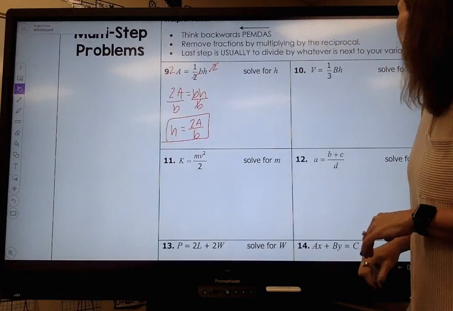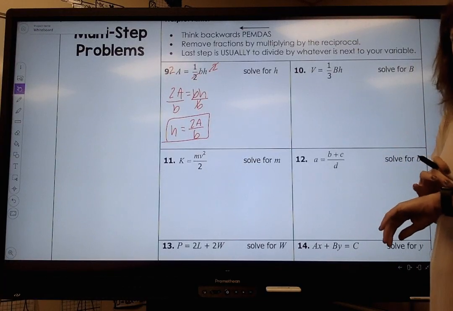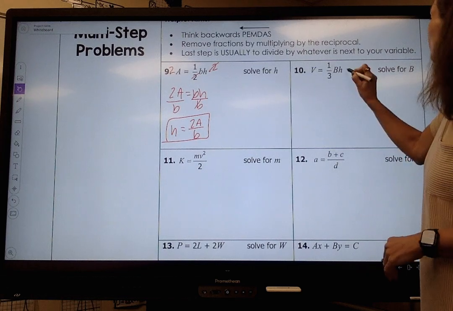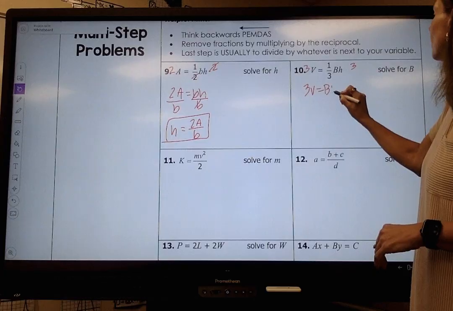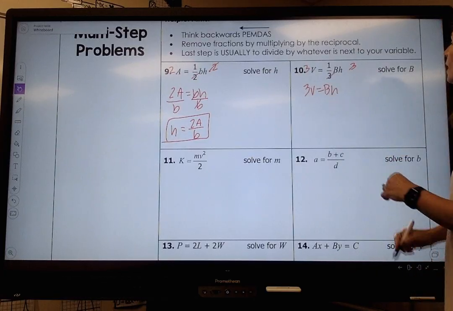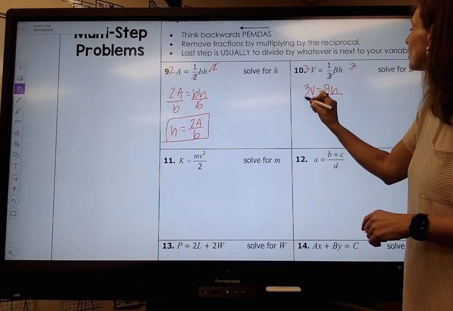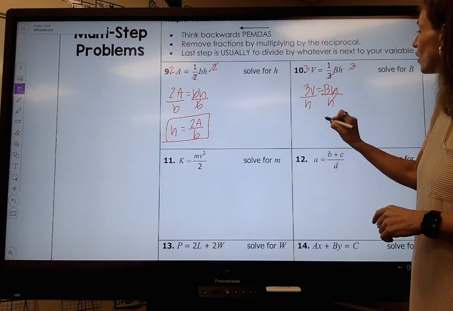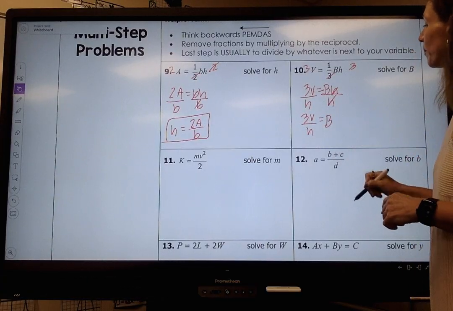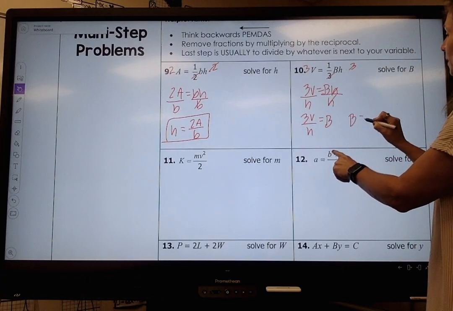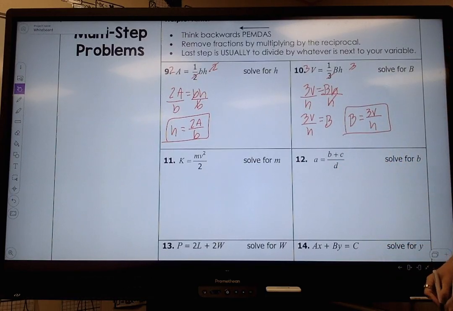Okay? All right, let's take a look at number 10. I want to clear out my fraction first, so I'm going to multiply both sides by 3. And I get 3v equals big B times h. My 3's have canceled. And if I want to get big B by itself, I have to divide both sides by h. H cancels out, and I have 3v over h equals big B. However, symmetric property says b equals 3v over h. And I've gotten that by itself.